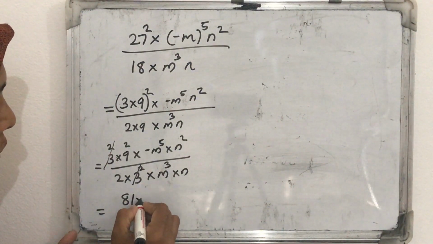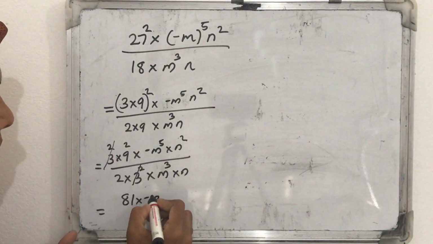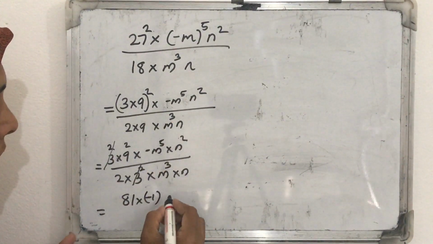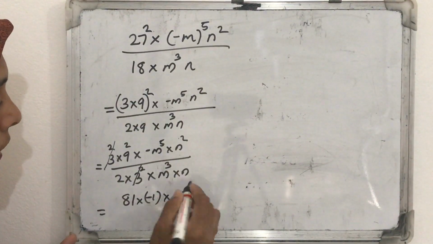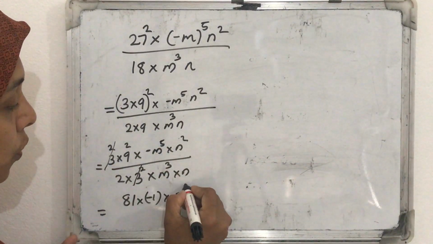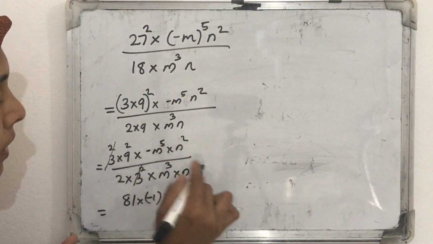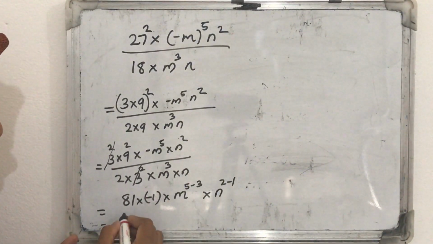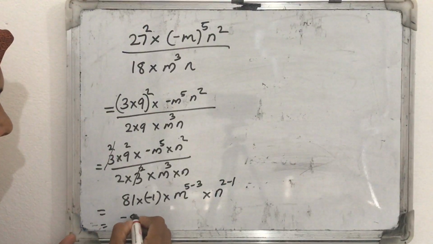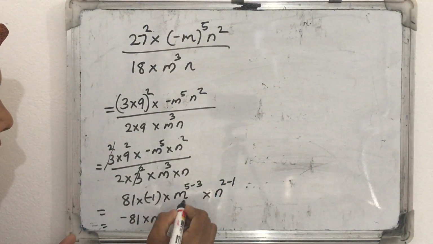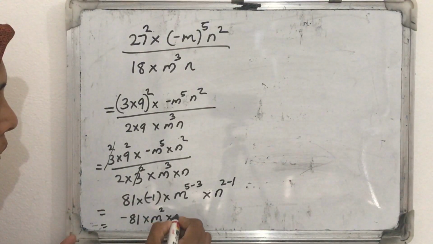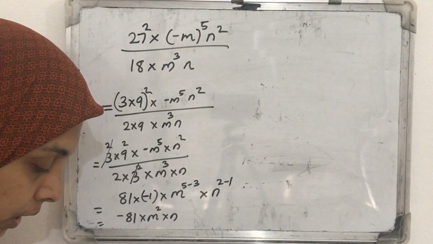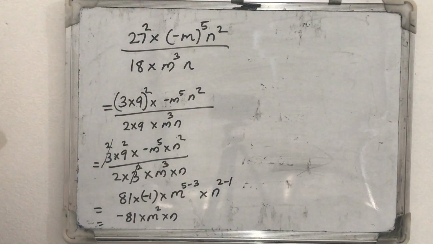81 into minus m raised to 5. This minus we can write as a common minus 1, so instead of minus m raised to 5 I write minus 1 into m raised to 5, and here it is 3. So m raised to 5 minus 3, into n raised to 2 minus 1, that is n raised to 1. So it will be minus 81 m square n. We can write the answer as minus 81 m square n. Okay.